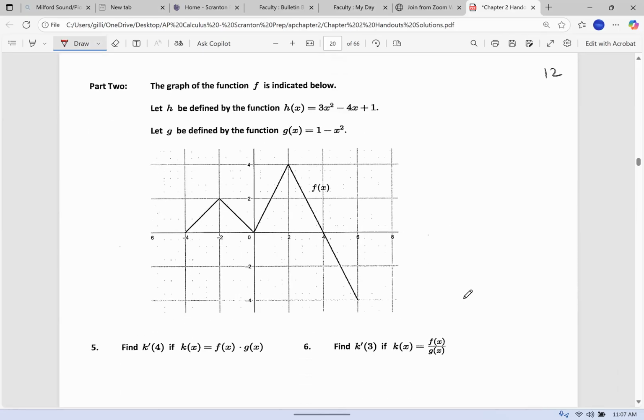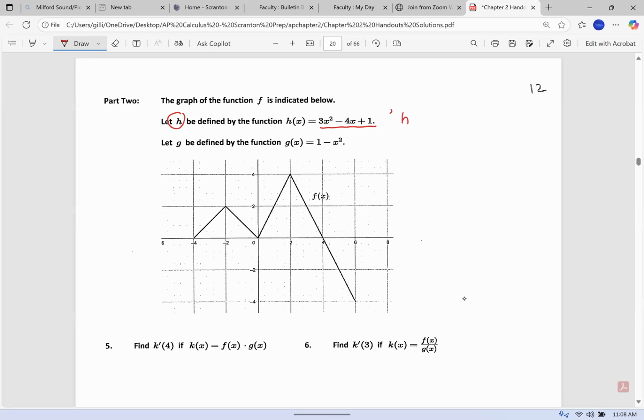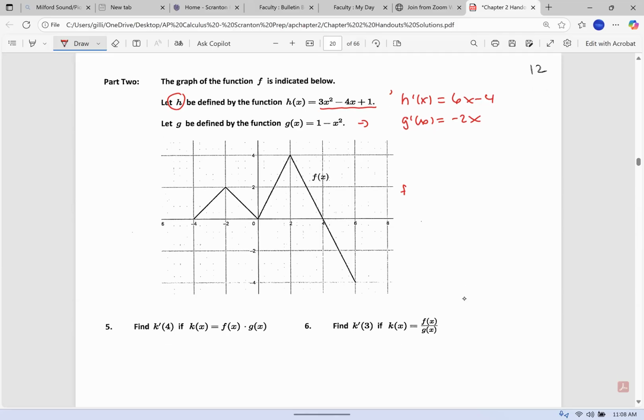So we've got this function h defined by this nice quadratic polynomial, 3x squared minus 4x plus 1. And I know its derivative already by the power rule, h prime of x equals 6x minus 4. And the derivative of g is that quadratic as well, but the derivative would be negative 2x. And now I'm given down here this graph of f. So what would be the derivative of f, say, at 4?